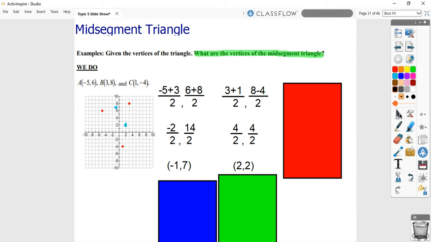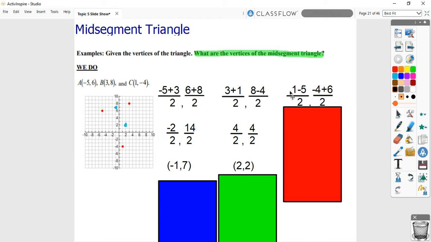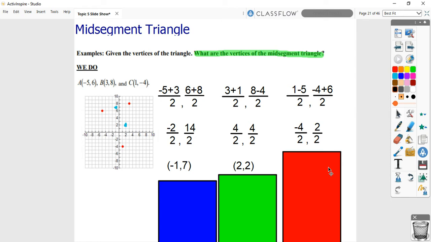Okay, we do the same thing now with our last 2 points. Point C and point A is the only combination we have left. X values of 1 and -5, Y values of -4 and 6. Add together, divide by 2. That gives us our last midpoint of -2, +1.